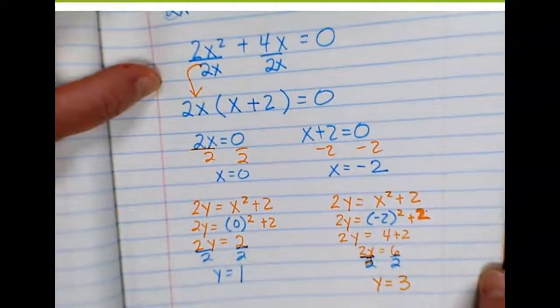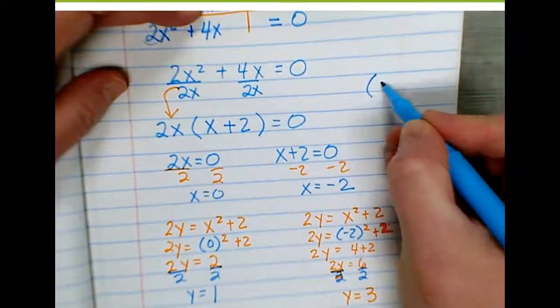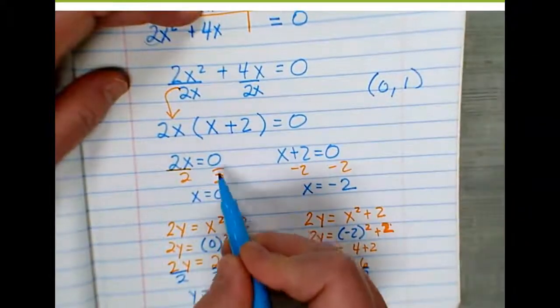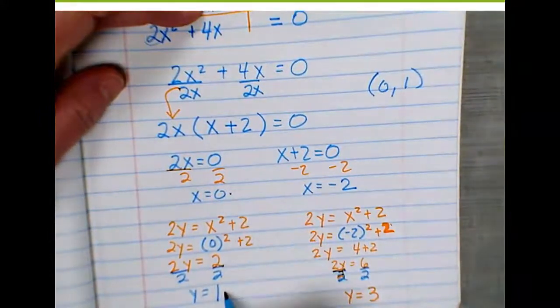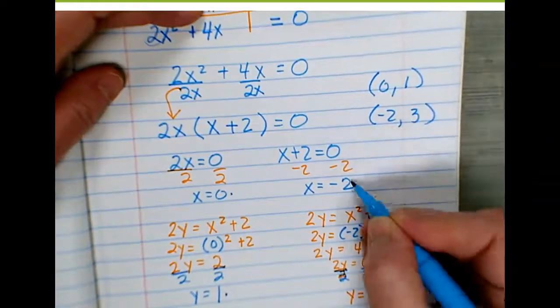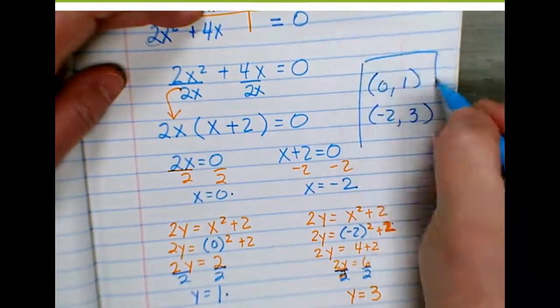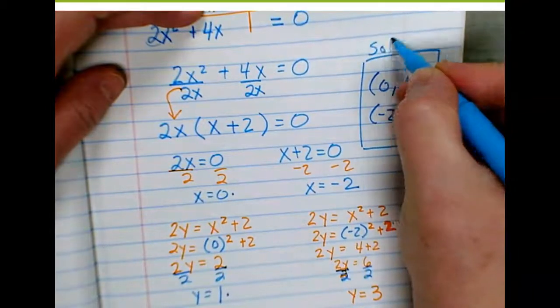And so your two intersection points are going to be 0 and 1, and negative 2 and 3. And so these are your solutions.